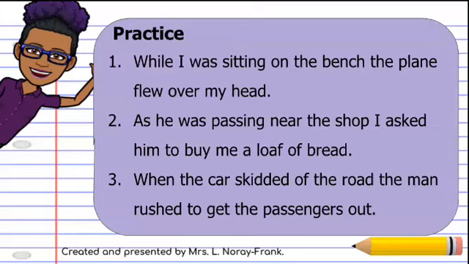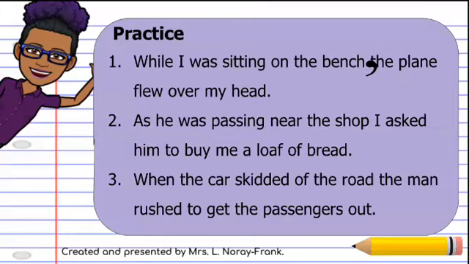Let's go back to sentence number 1 and let's identify where our comma should be placed. So let's find our independent clauses. While I was sitting on the bench, the plane flew over my head. So here we have two clauses that can stand alone as sentences. While I was sitting on the bench, that's a clause, and the plane flew over my head. So let's put our comma after that first one, after the word bench. While I was sitting on the bench, comma, the plane flew over my head.